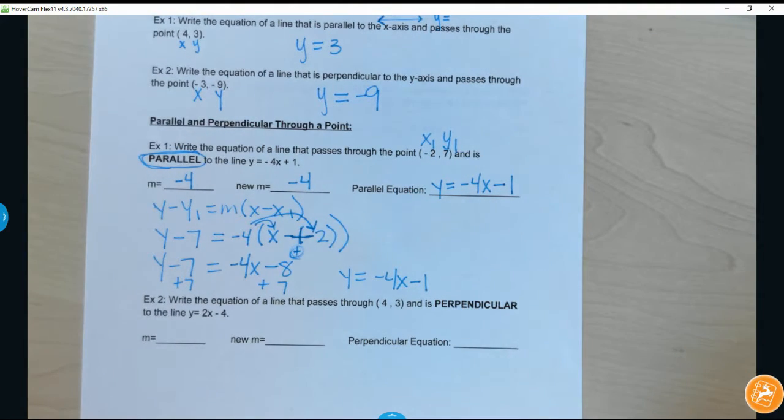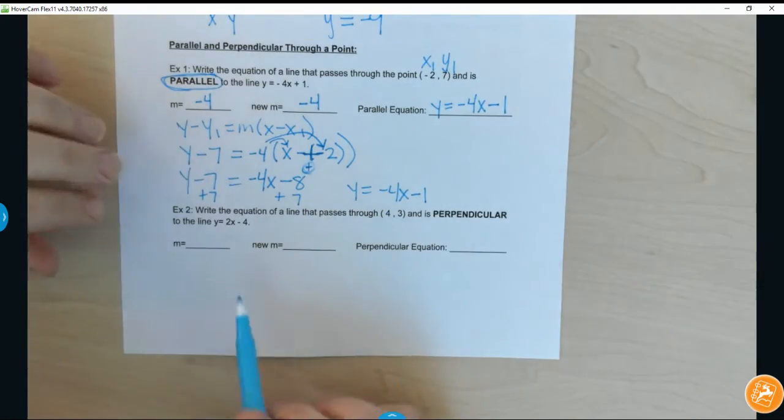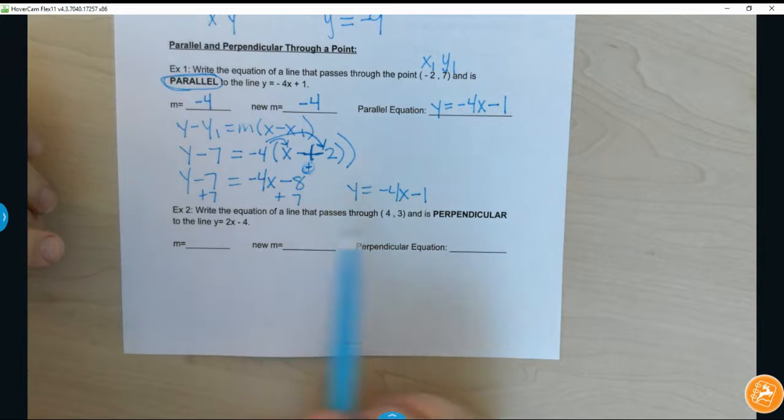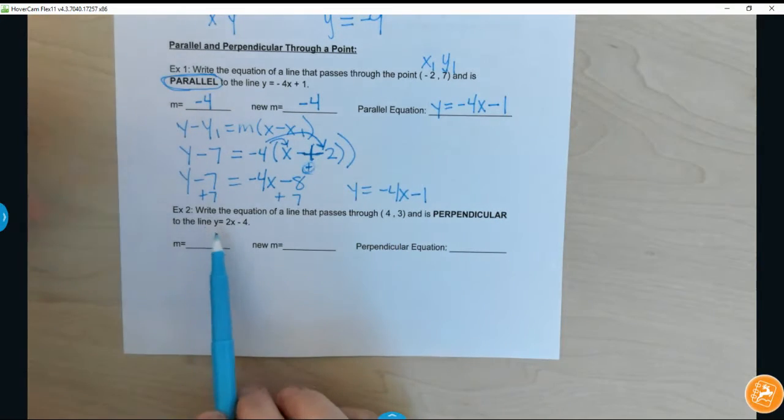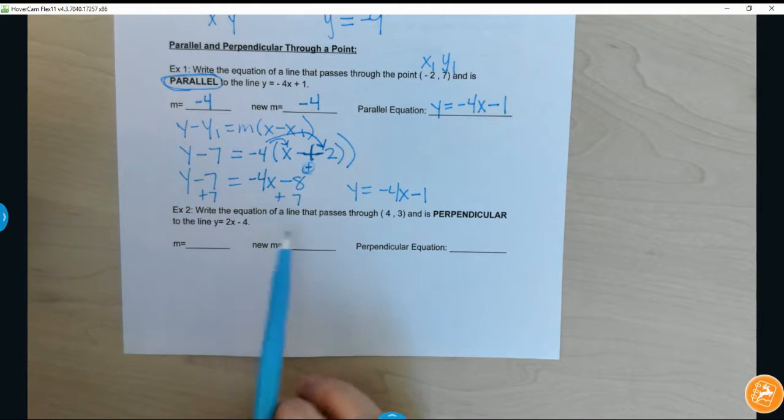Example number 2. Example number 2 says write the equation of a line that passes through 4, 3 and is perpendicular to the line y equals 2x minus 4.